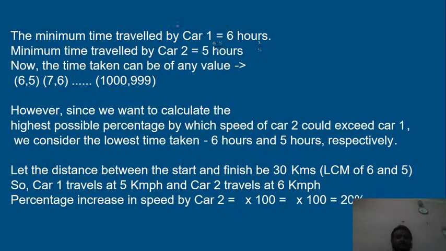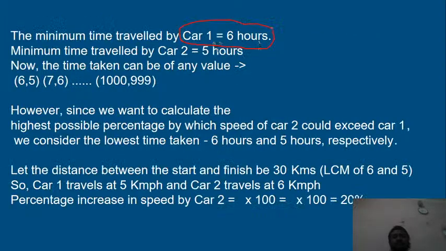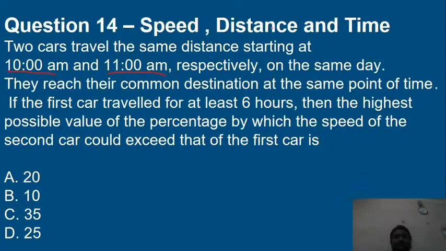A bit tricky, so we'll start. So see, the minimum time traveled by car 1 is 6 hours, and this is given in the question. So the minimum time traveled by car 2 is 5 hours. Why? I am assuming that car 1 has started at 10 a.m. Okay, so minimum time, car 2 would start by 11 a.m. because these are the only two options.